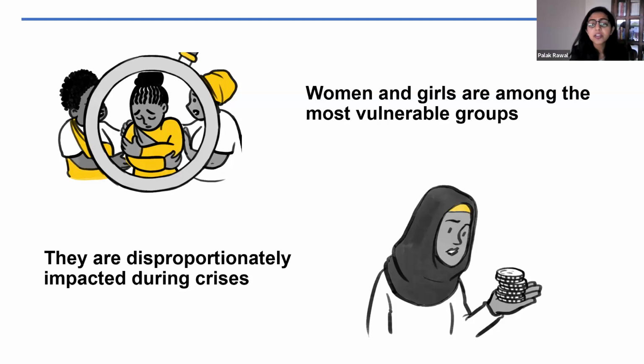In education, girls were 1.2 times more likely than boys to drop out of schools. In crises like forced displacement, women have reported higher rates of gender-based violence and are disproportionately deprived of basic services and opportunities.